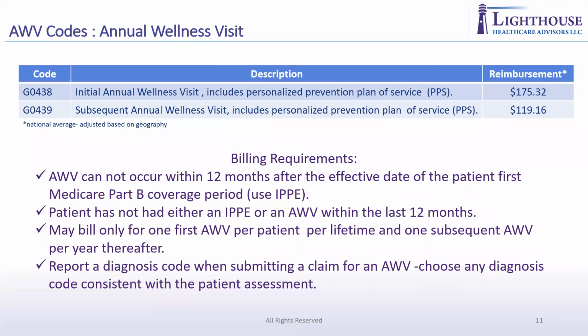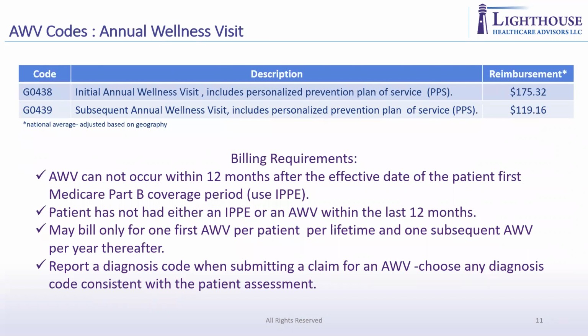And you want to notice too that the reimbursements here are different. So we really want to make sure we take advantage of that G0438 code, the initial annual wellness visit. It garners a much higher reimbursement. So we want to make sure we accomplish that in year 2, and then in year 3 we start doing the G0439. The patient cannot have had the initial preventative physical exam or the initial AWV within the last 12 months in order to bill one of these codes, right? Medicare only allows 1 per year. You can only bill the initial wellness visit once per patient per lifetime, and then the subsequent once per year thereafter.